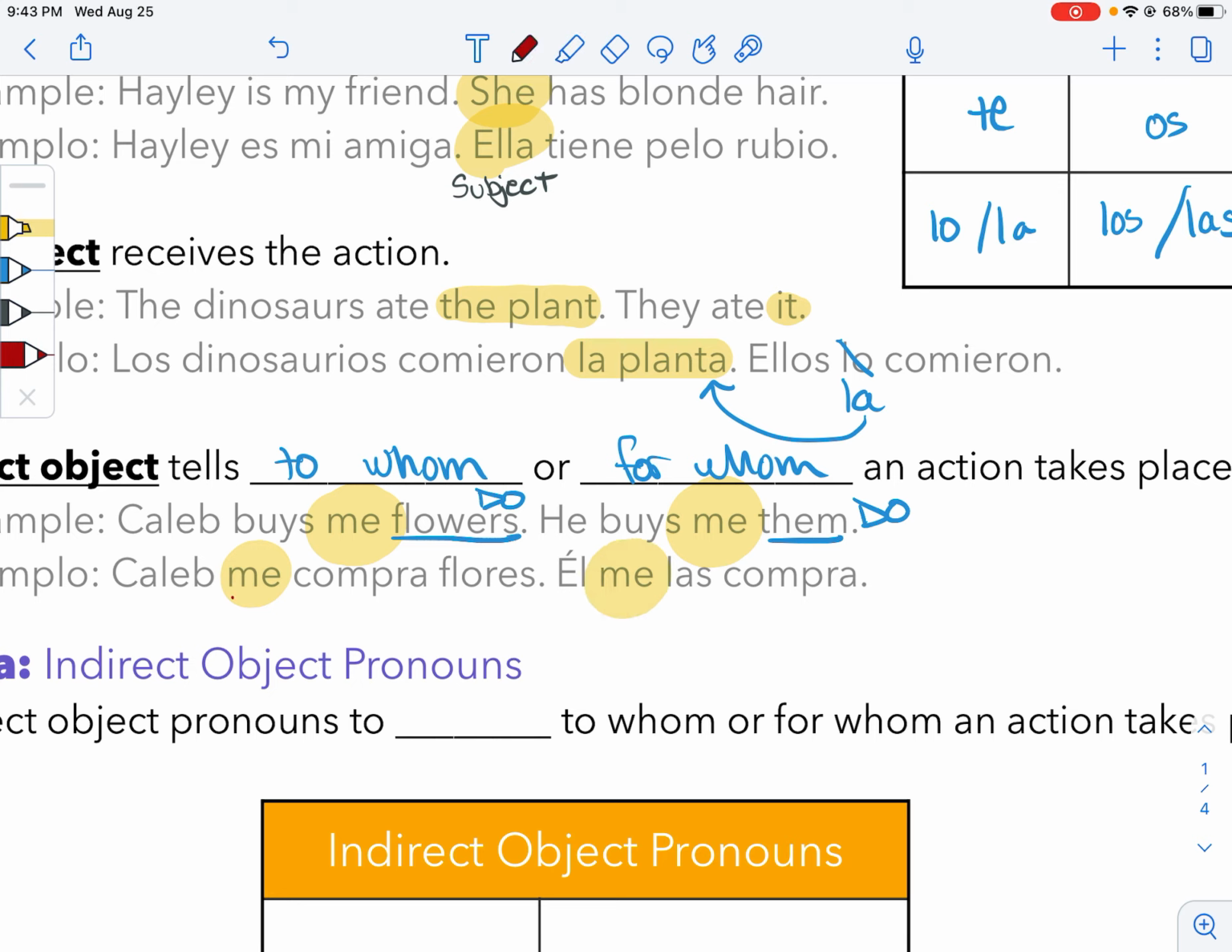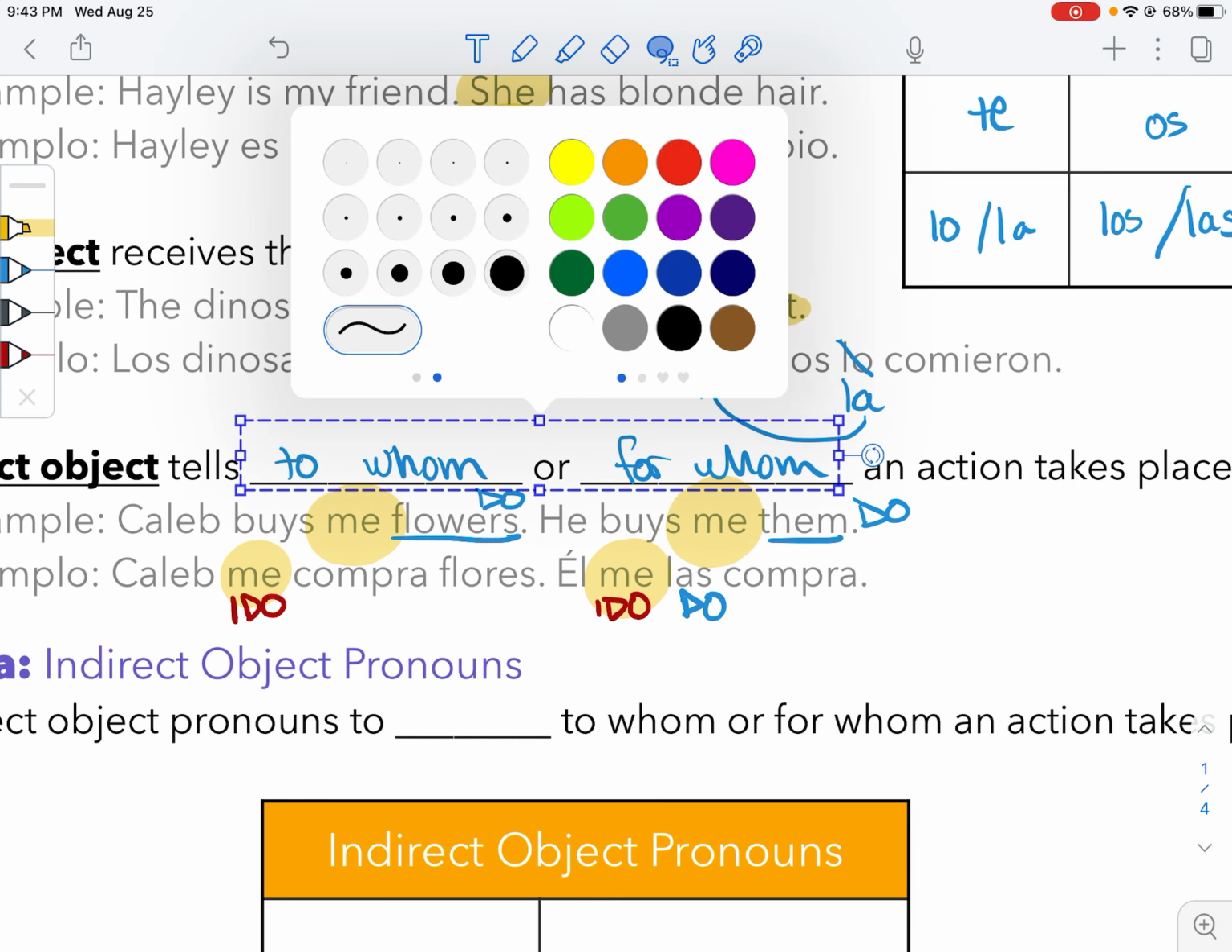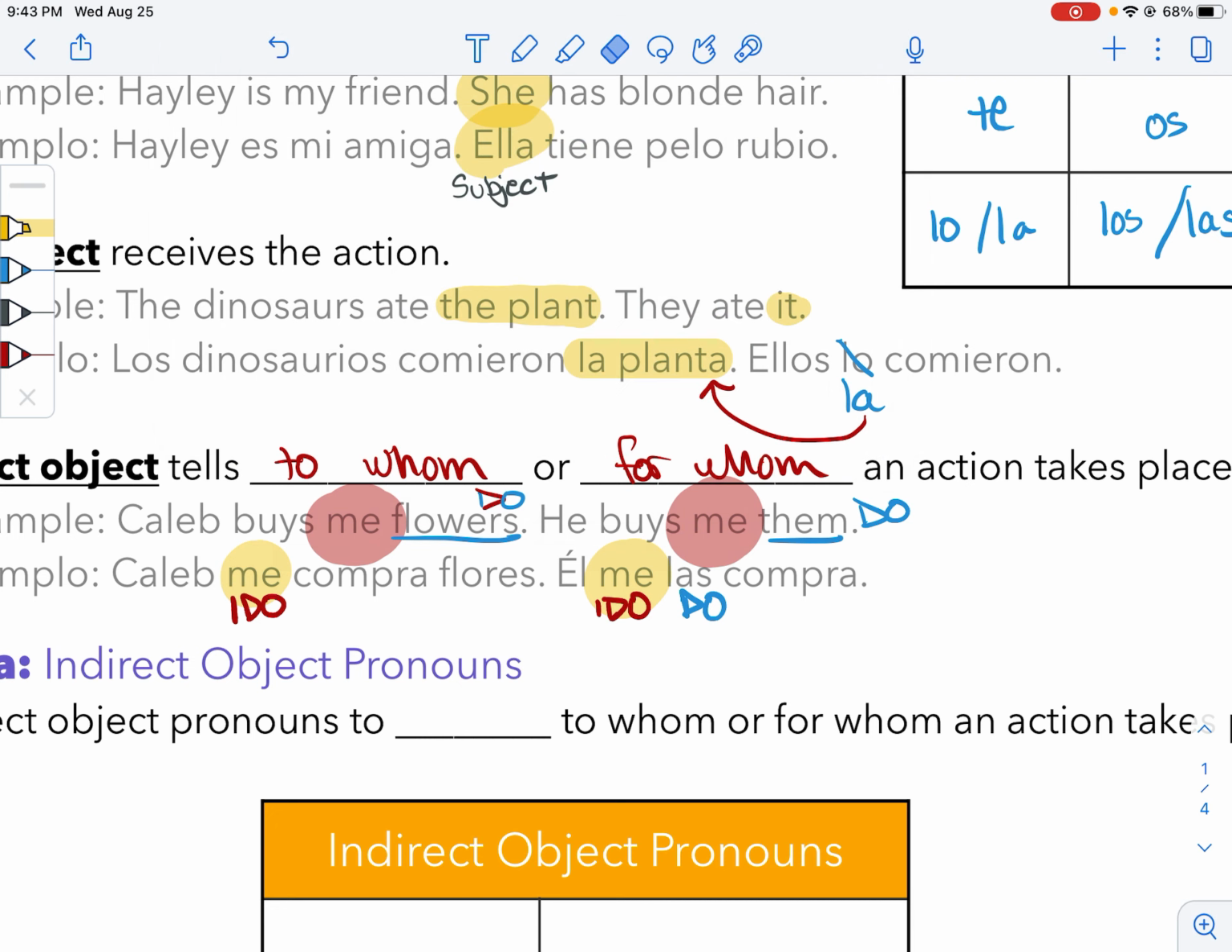It will always go indirect object followed by your direct object pronoun. That is always the order in Spanish. I'm gonna go ahead and make this red for color coding purposes. There you go. Okay, anyway.